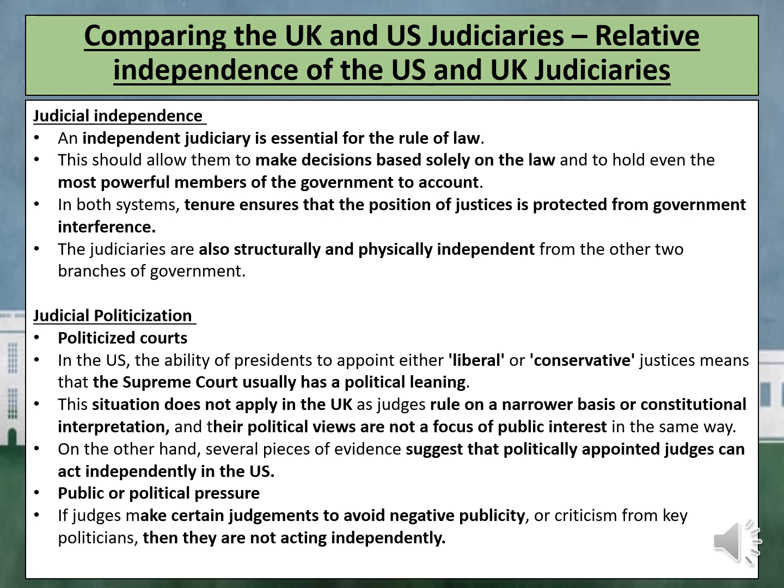A second way that the judicial politicisation could maintain judicial independence is through political or public pressure. If judges make certain judgments to avoid negative publicity or criticism from key politicians, then they are not acting independently. It is impossible to know exactly what motivates justices to make the rulings that they do, but there has been an increase in hostile criticism of the judiciary in recent years. This changing political culture has been driven partly by social media.